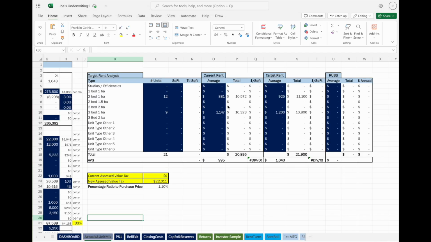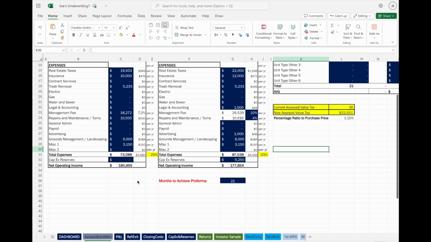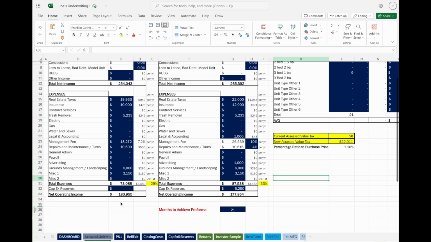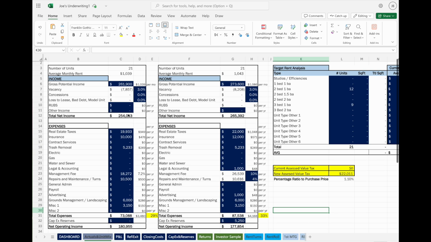Okay, so we've done that. We have the average rents here. We've got the unit count, and it's going to give us our current income on a monthly basis. Down here, it's going to kick out our current net operating income, which is really important. So this is the current net operating income. If there's any other income, you would put it up here. You can also put your vacancy rate up here as well.